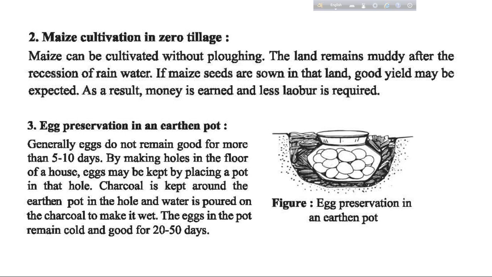It means a hole has to be made in the house, and in this hole charcoal is placed, and an earthen pot is placed on that hole. And if we preserve eggs in this way, the eggs will be good for 20 to 50 days. This is the old method of preserving eggs.